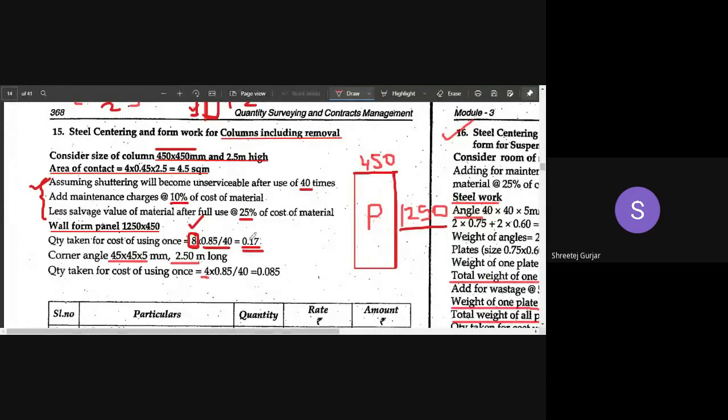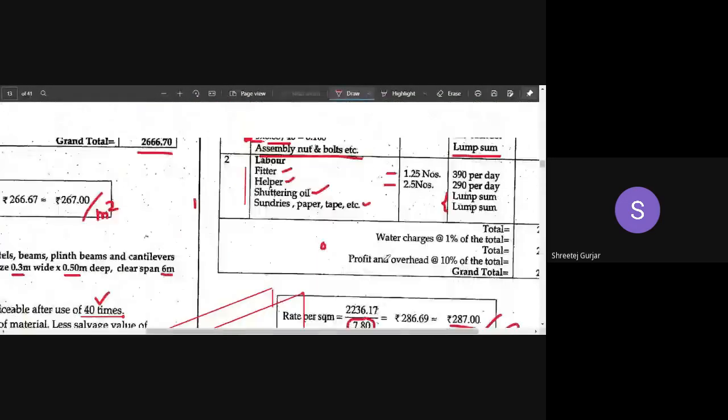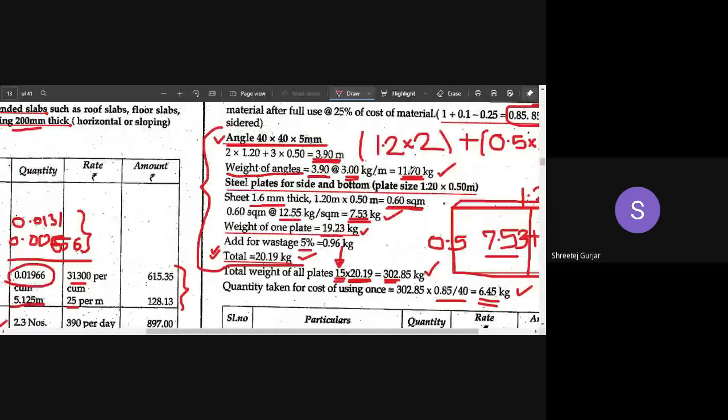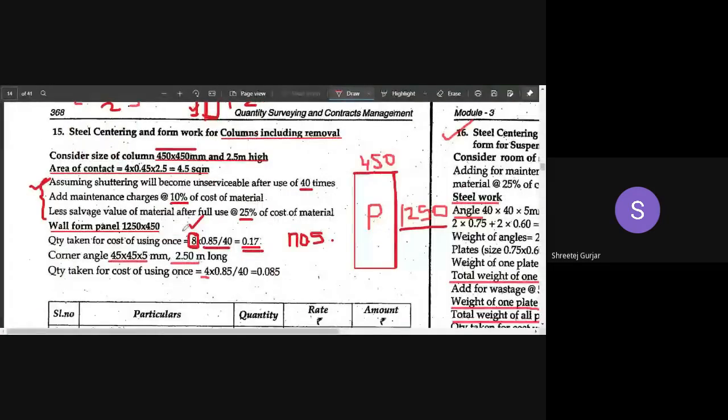Now, we are not calculating in terms of kgs, we are calculating in terms of numbers, number of panels, because it is much easier. In the previous example, we calculated in terms of kilos, and if you want to calculate in terms of kgs, it is a bit tedious. So we will keep it in terms of numbers itself, and later on we will multiply that by the kgs.